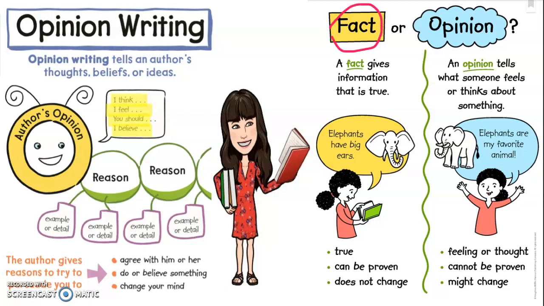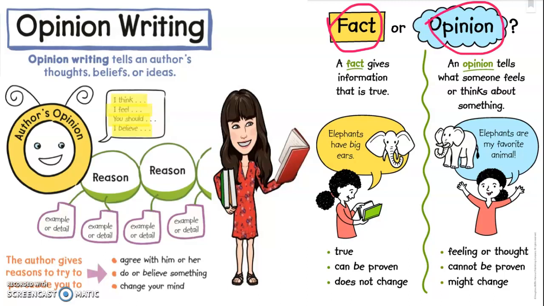A fact gives us information about what is true. A fact is something that can be proven and does not change. For example, elephants have big ears. This is a fact because it's true, it can be proven, and it will not change.